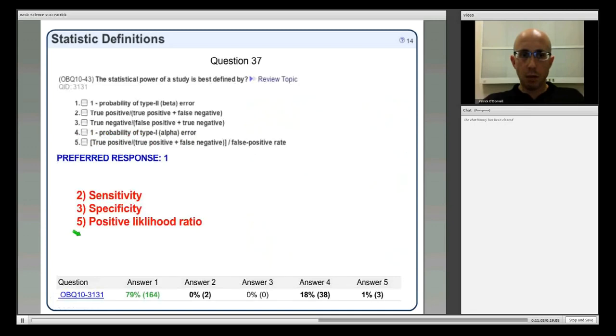So statistical power of a study is best defined by answer 1 minus the probability of a type 2 beta error. 79% of you got that correct. Let's look at answer 4. 1 minus the probability of a type 1 error. This is the key differentiator on this question, is knowing the alpha versus the beta and which one is associated with power.